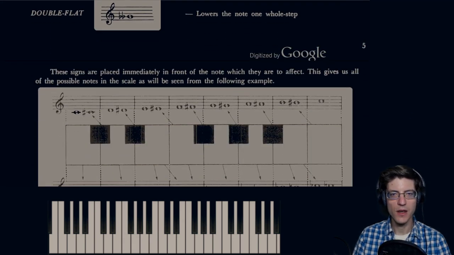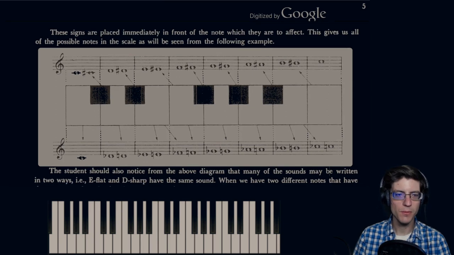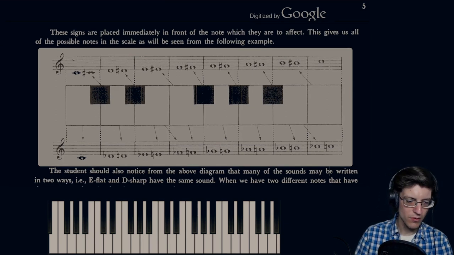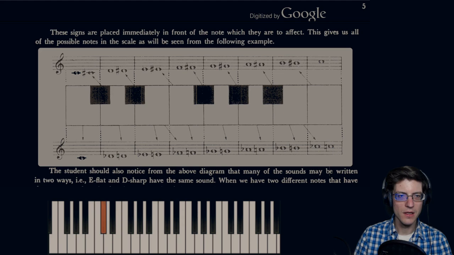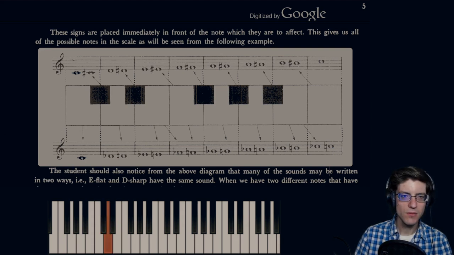These signs are placed immediately in front of the notes which they are to affect. This gives us all of the possible notes on the scale, as will be seen from the following example. So we see here on the piano, we could have C, and then D, C sharp, but C sharp is the same as D flat, and, I mean, we could go crazy. It's the same also as B double sharp if need be, and then we have D.